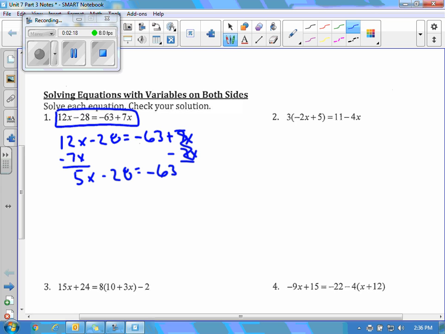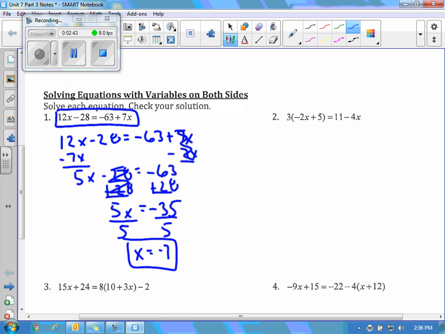Now if I put all the x's on the left, that means that I need to add 28 to both sides so that all my constants wind up on the right. So on the left I just have 5x because those are a wash. And then on the right side, when I do negative 63 plus 28, I get negative 35. So then my last step to solve is just to divide both sides by 5. So I get x equals negative 7. So that's one way to do it. I subtracted 7x from both sides.